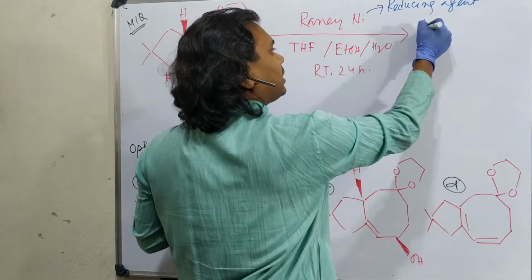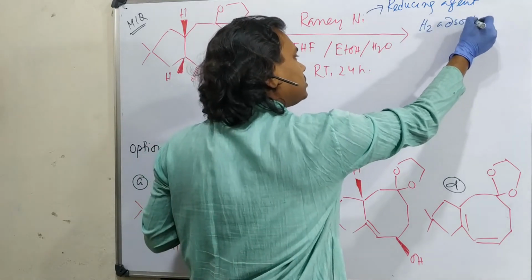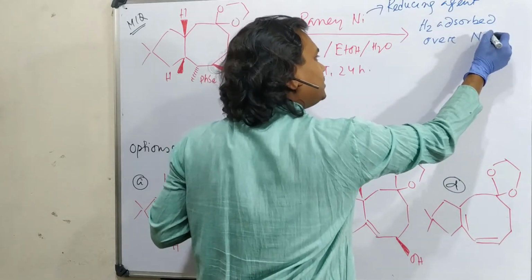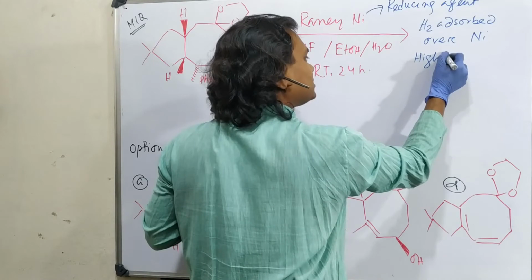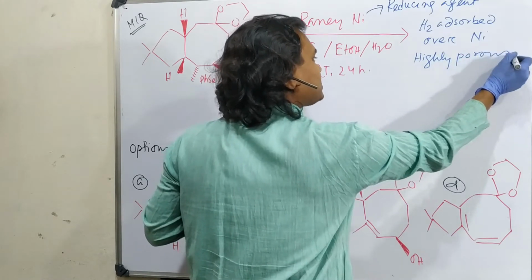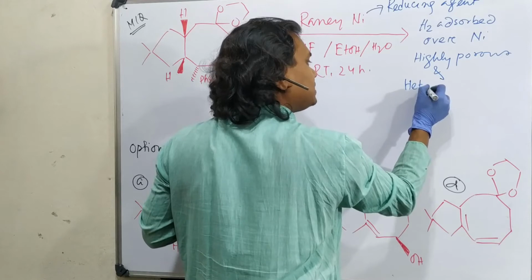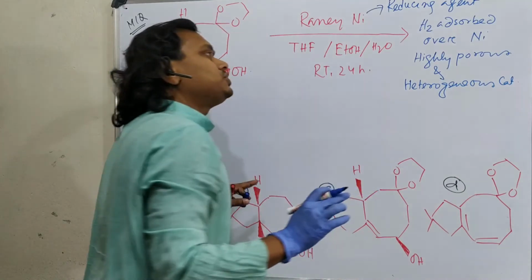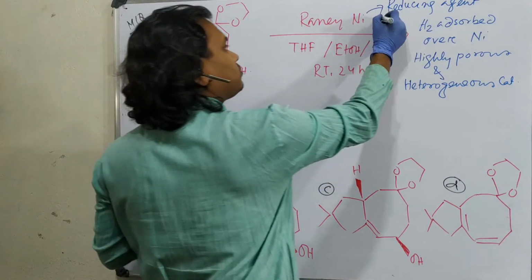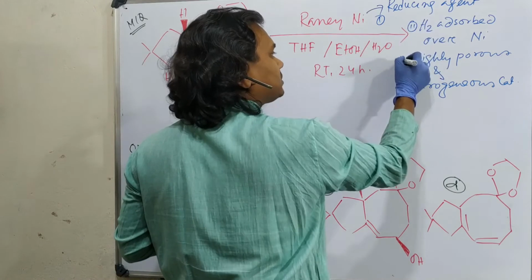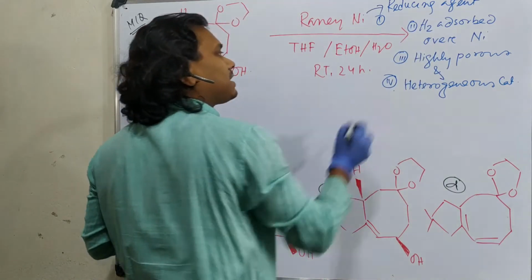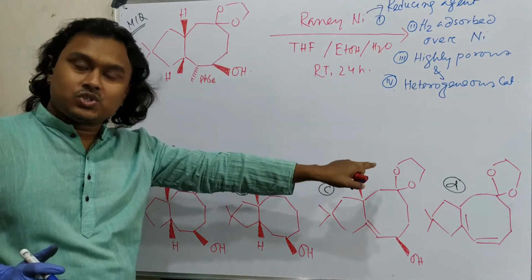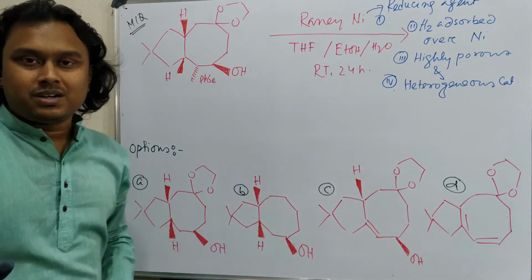and this is nothing but hydrogen adsorbed over nickel, and this is actually highly porous and a heterogeneous catalyst. So these are the important features of Raney nickel: one, reducing agent; two, hydrogen adsorbed over nickel; three, highly porous; and four, heterogeneous catalyst. By the way, I have already discussed Raney nickel preparation and its properties in a dedicated lecture. Please visit; I am not going to discuss that part here.